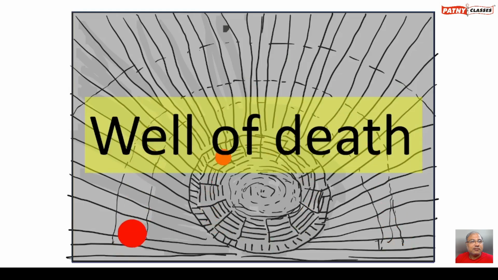So friends, I hope you got the idea about the well of death, the physics behind the well of death, and we could obtain the expression for the minimum velocity needed to prevent the body from sliding down.